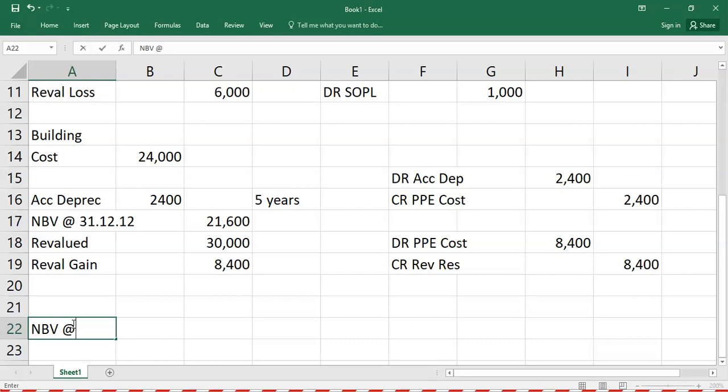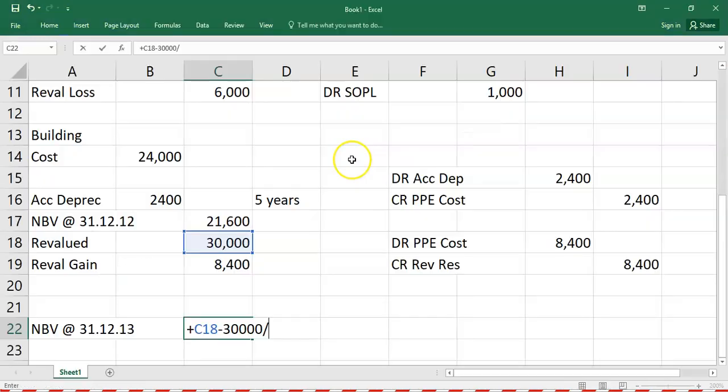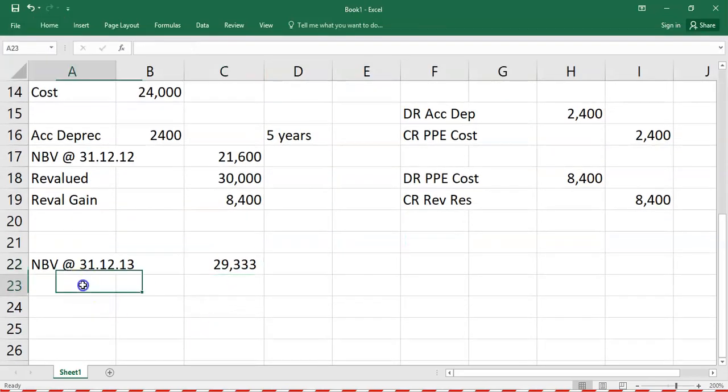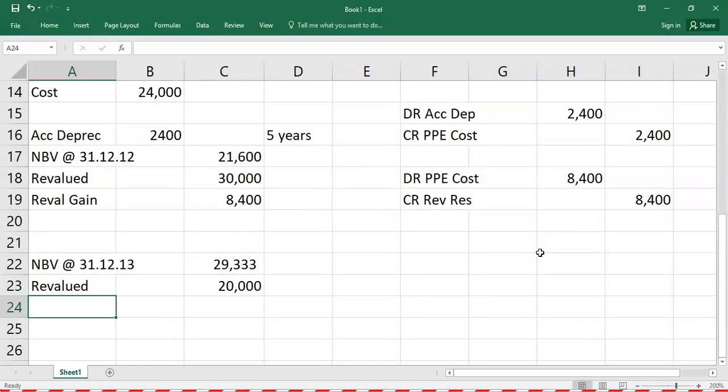So your net book value, which is the year we're worried about, 31st of 12th, 13, is going to be 30,000 minus 1 year's depreciation. Just be careful now. You're not told of any change in the useful life, so it's going to be divided by 45. 50-year life to start with, 5 years used up. So that means the net book value there will be 29,333. So your depreciation is 667 for 1 year. And your revalued amount at the end of 2013, it's gone down to 20. So you have a reval loss here of 9,333.